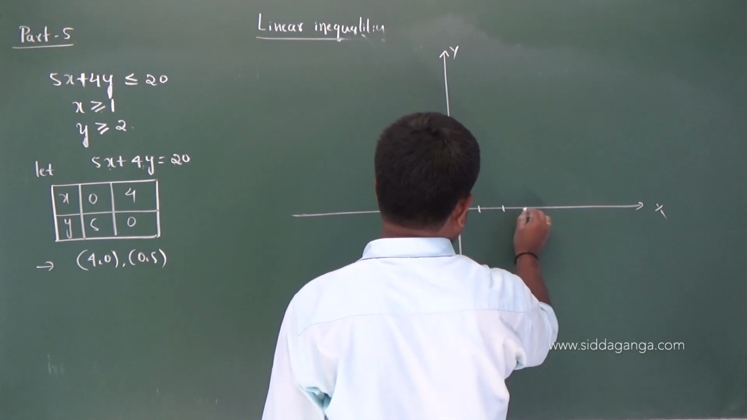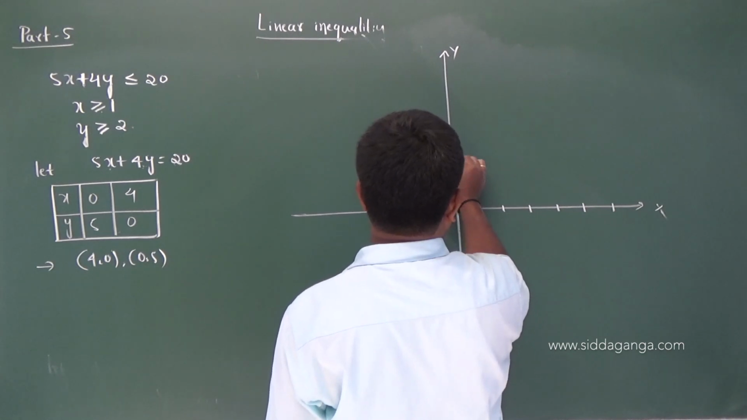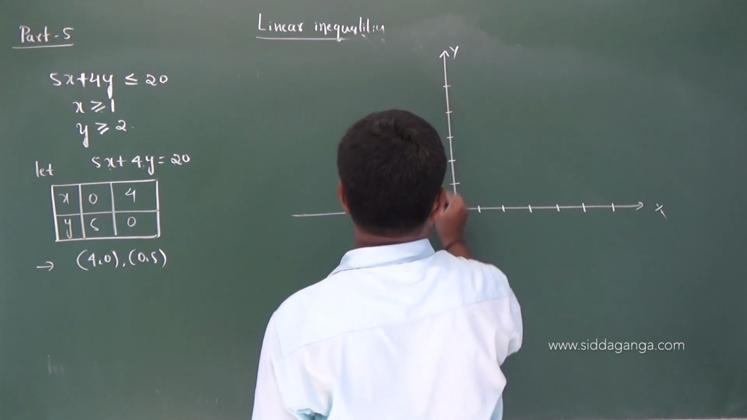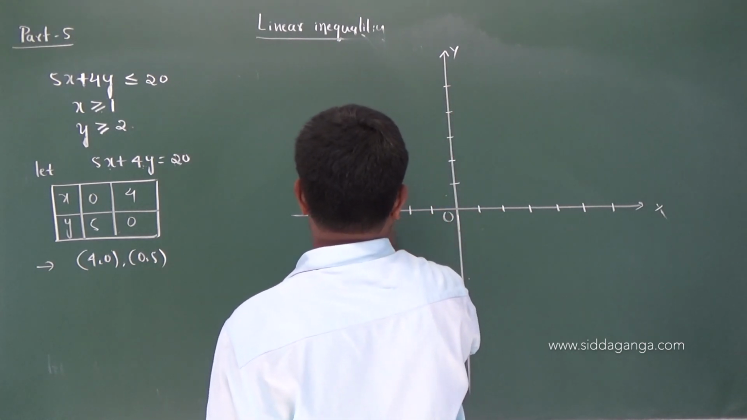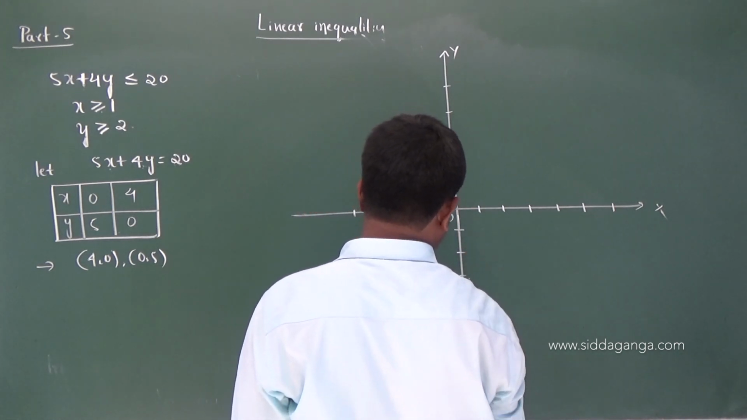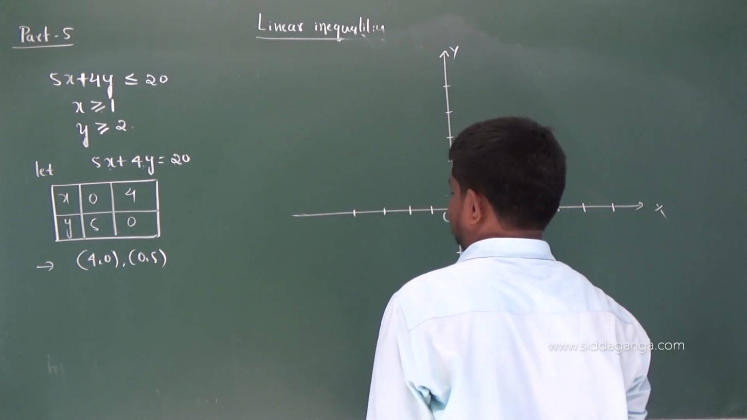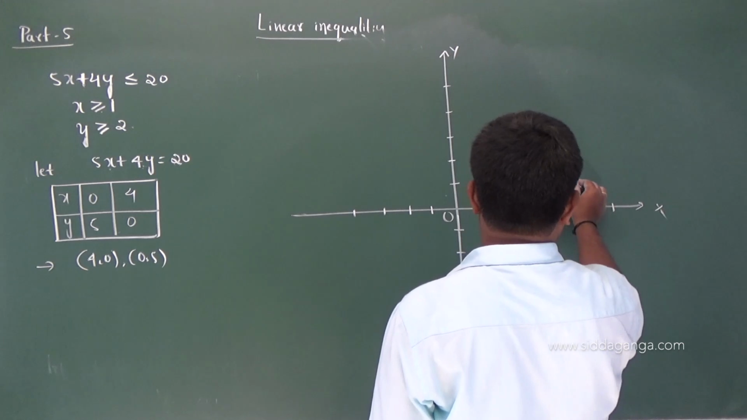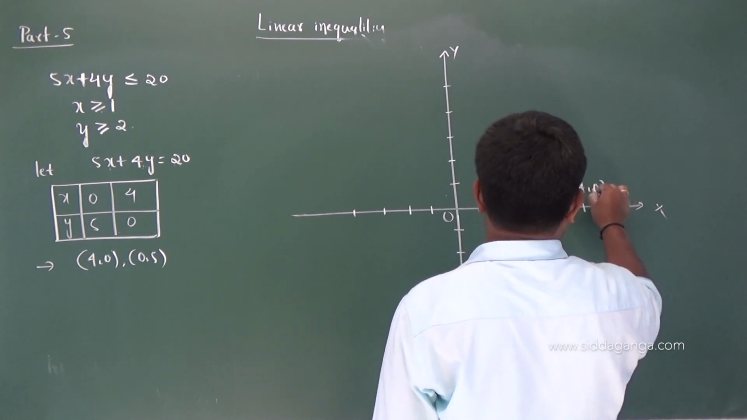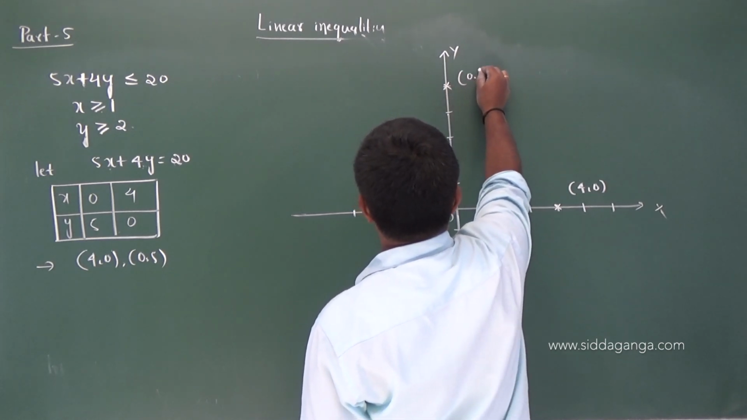It's 1, 2, 3, 4, 5, 6. Four comma 0 and 0 comma 5. This is your 4 comma 0. 1, 2, 3, 4, 5. This is your 0 comma 5.